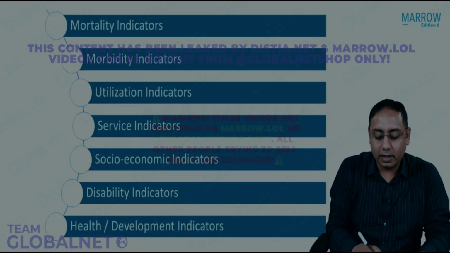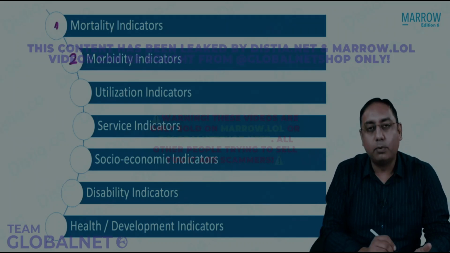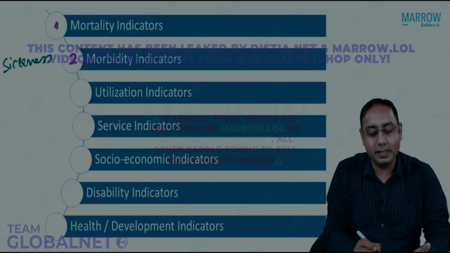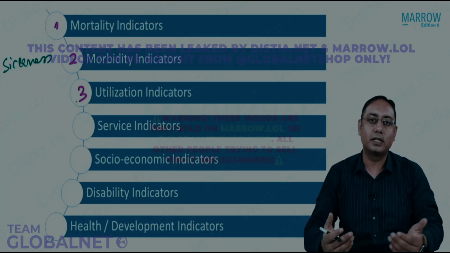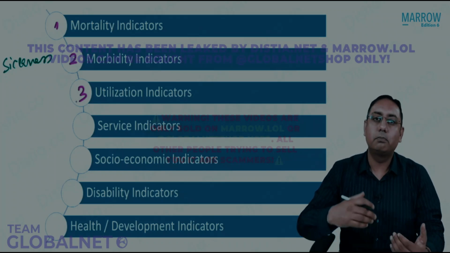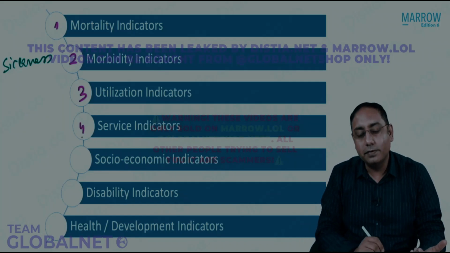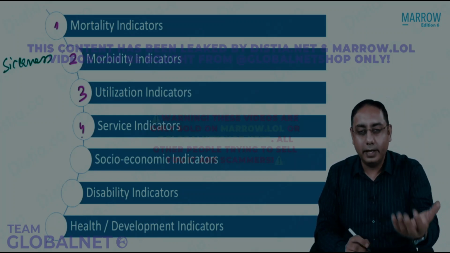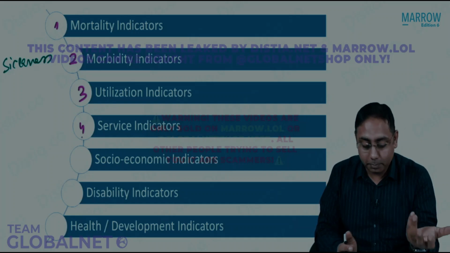So the first thing for us is the mortality indicators. Mortality means the death indicators. Second, morbidity indicators. But what is morbidity? Morbidity means sickness or illness. Third would be utilization indicators, like health services are there, how many are being utilized, or what are the practices of the population over there. Fourth is the service indicators, that is, what are the healthcare facilities being provided by us as the government of India or any government of that country.